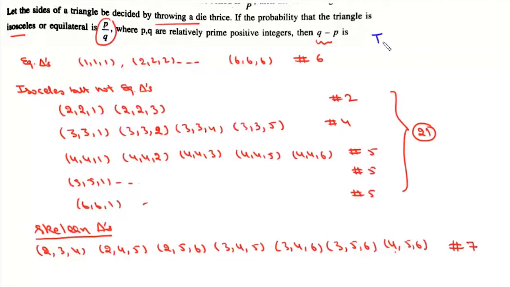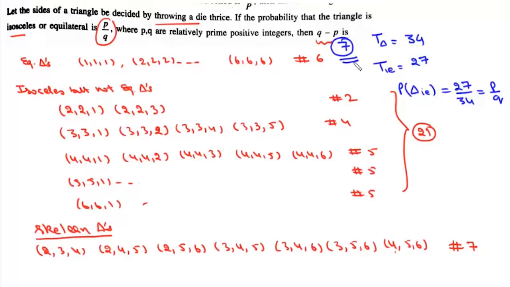Now the total number of triangles that are possible will be 6 plus 21 plus 7, which is 28 plus 6, 34. And out of these 34 triangles, the triangles which are either isosceles or equilateral are 6 plus 21, which is 27. So the required probability that the triangle is either isosceles or equilateral will be 27 by 34, which is given as P by Q. Now we need to find the value of Q minus P. Now 34 minus 27, it is 7. So the answer to this question is 7.